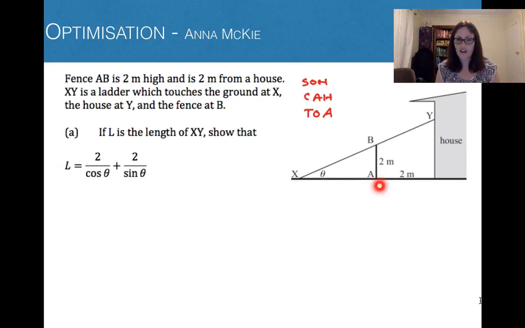We have a first one here that's fairly easy to see. If we're wanting to find this length, the hypotenuse, we need one other length. Okay, we've got the 2 there, that should be fine. But where might a second triangle be?